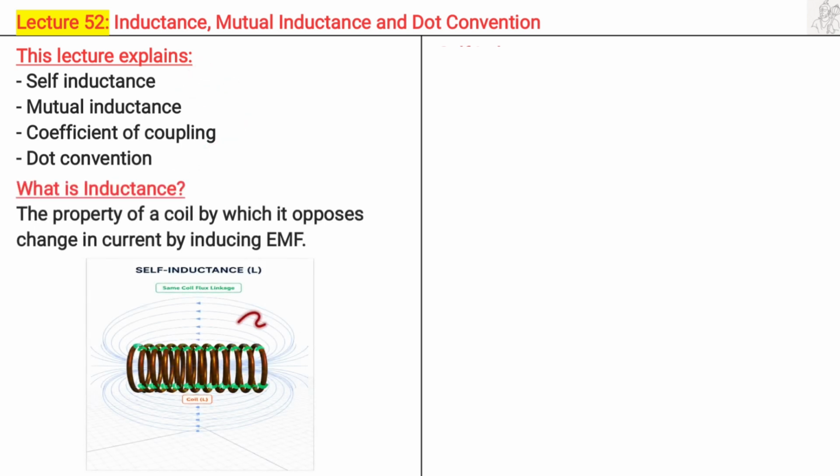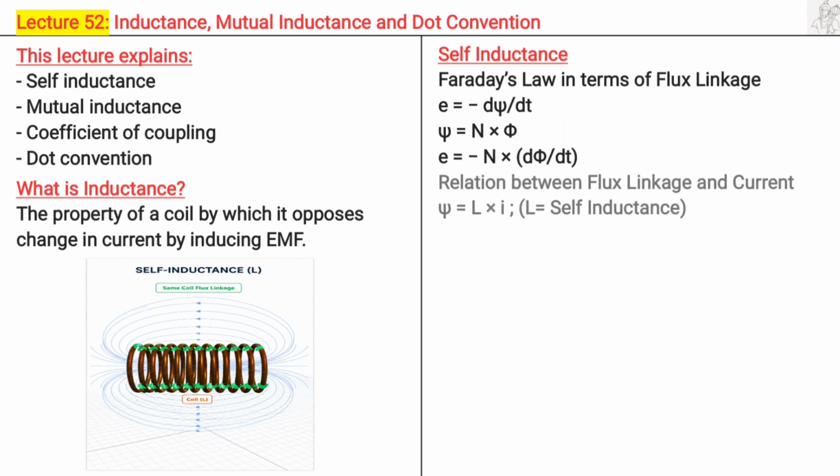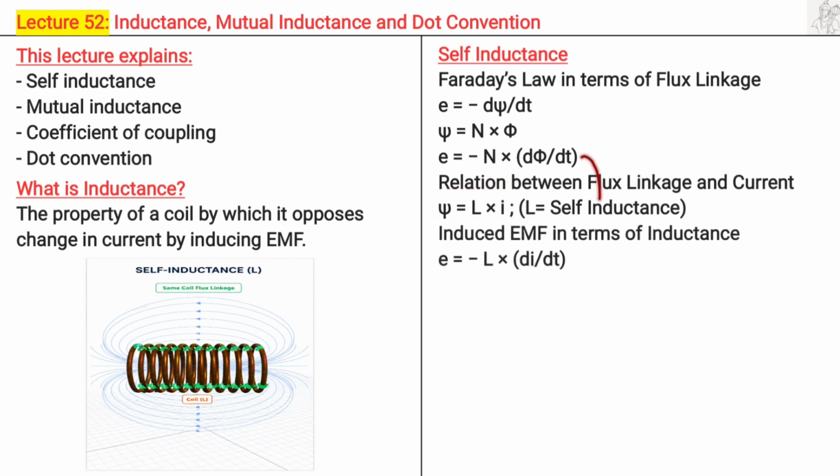It is simply the property of a coil due to which it opposes the change in current by inducing an EMF in it. So the induced EMF value is given by Faraday's first and second law, which states that induced EMF is simply equal to minus d psi by dt, where psi is the flux linkage, which is simply equal to n into phi, where n is number of turns and phi is the flux. So the EMF equation becomes E is equal to minus n d phi by dt. Now there is another relation between flux linkage and current, that is psi is equal to L i, where L is the self-inductance. Putting the values in this equation, we get E is equal to minus L di by dt.